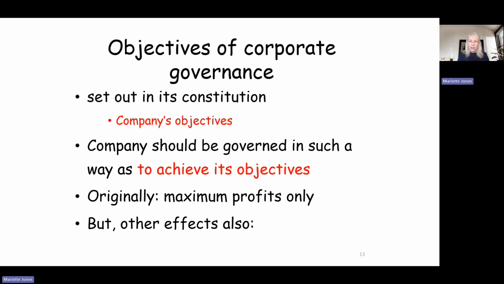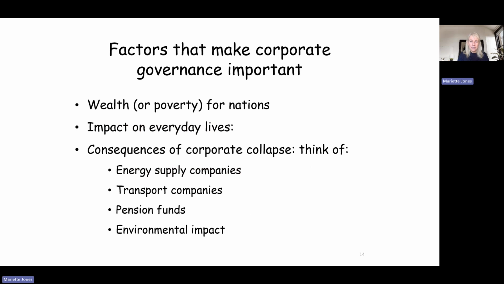Corporate governance should align with the company's objectives as set out in the Constitution. Now, traditionally, the objective of all companies would be profit maximization, but modern approaches recognize that there are broader impacts that companies could have on society. For example, on employees, on consumers, even the environment, and if the company is large enough, it could have national implications on a company's GDP. So corporate governance is not just academic, it affects real lives, especially when we're dealing with the big multinational companies.